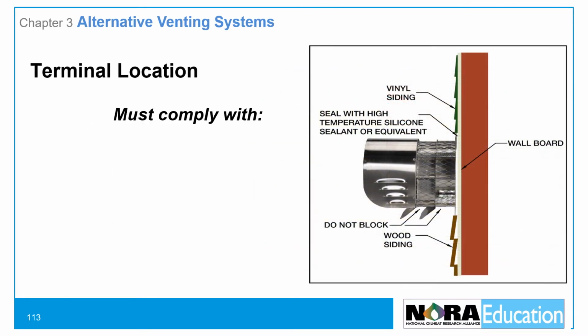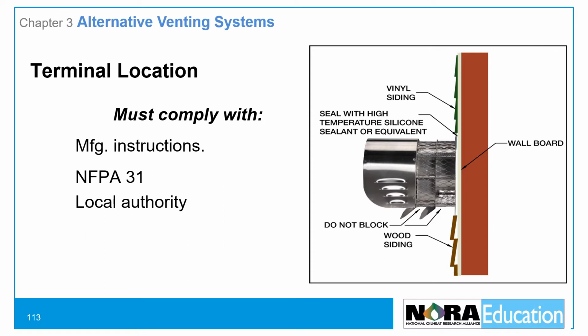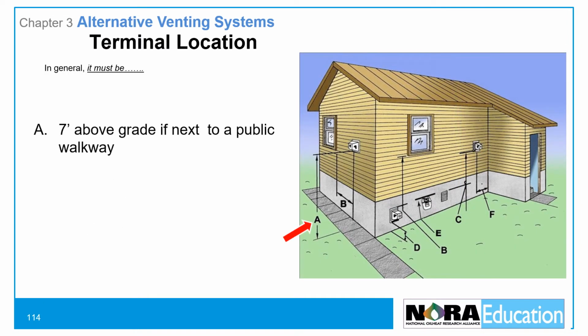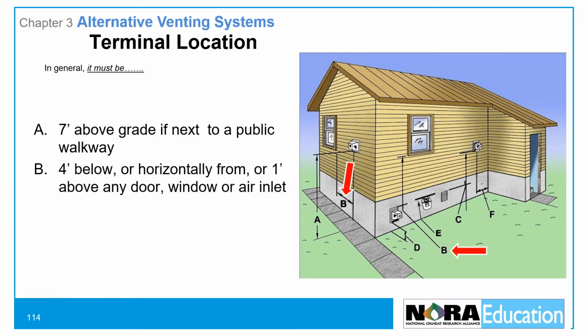The location of the terminal vent of a vent system must comply with the manufacturer's instructions, NFPA 31, and the local authority having jurisdiction. In general, it must be at least 7 feet above grade when located adjacent to a public walkway. It must be at least 4 feet below, 4 feet horizontally from, or 1 foot above any door, window, or air inlet into a building. It must be at least 3 feet above any forced air inlet located within 10 feet.